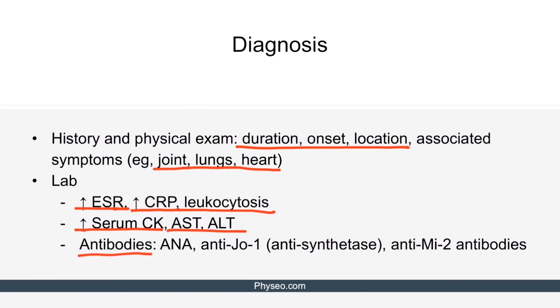So if you're testing for antibodies, you want to focus on anti-nuclear antibodies. Those are sensitive for an autoimmune process, but it's not really specific to polymyositis. But it is found in more than 50% of patients with inflammatory myopathies. More specific antibodies include anti-Jo1, which is an anti-synthetase antibody. Now, the presence of anti-Mi2 antibodies is associated with a better prognosis.